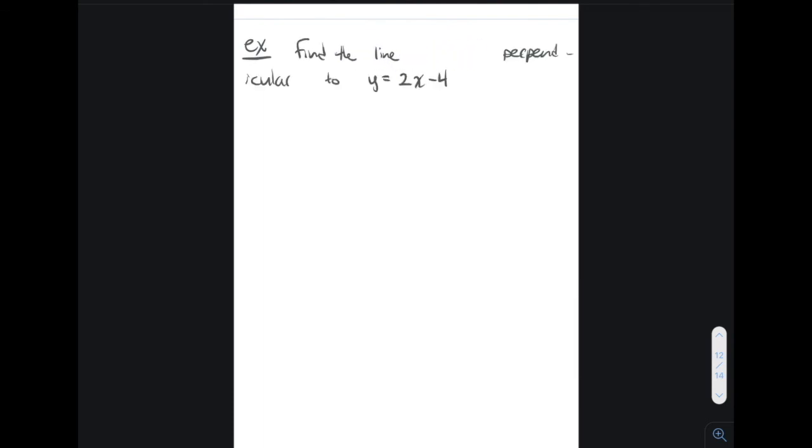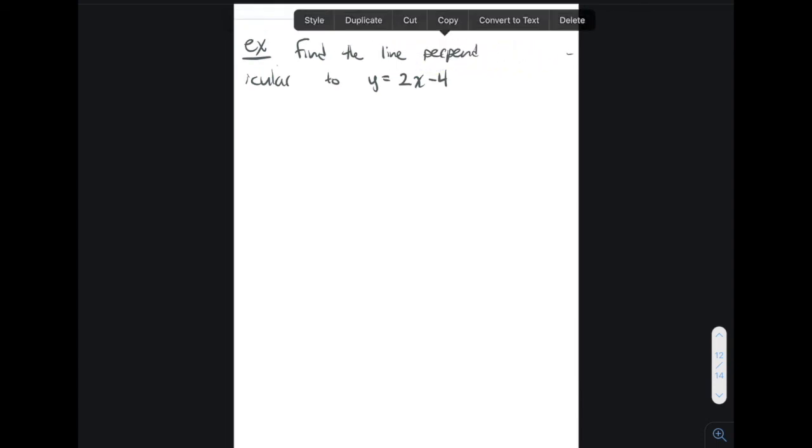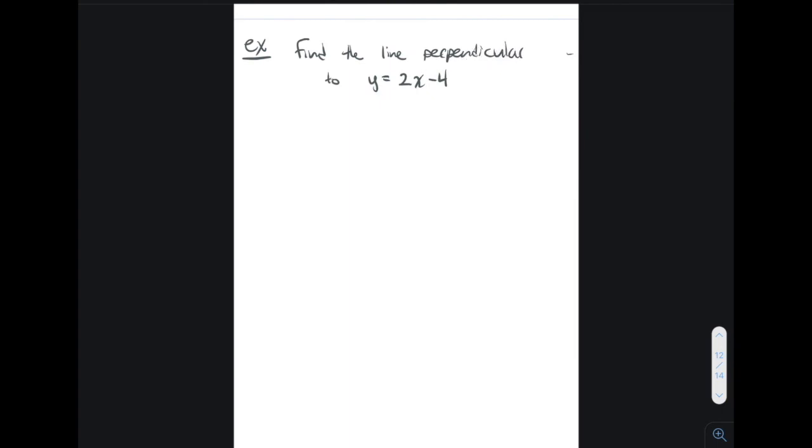And I made some errors writing around, so I'm rearranging. Let's find the line perpendicular to y equals 2x minus 4, that also passes through a given point. In this case, it's a line that passes through 3, 6.